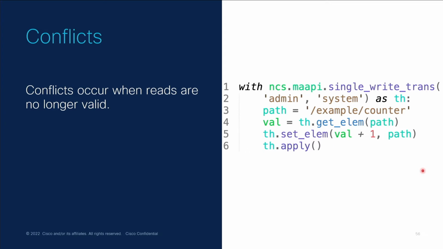All right, so if you look at the slide, this is a Python code snippet. At line 1, we start a read-write transaction towards running. Then at line 4, we read from the database. We read the value of the counter. And then at line 5, we increase the value of the counter and write it back to the database. Line 6, we apply. So after running this code snippet, the value of the counter will be increased by 1.